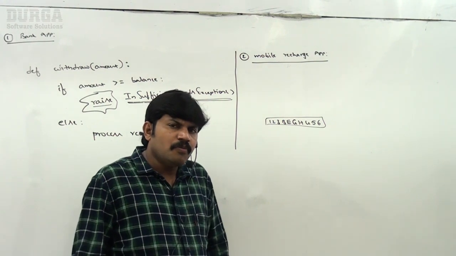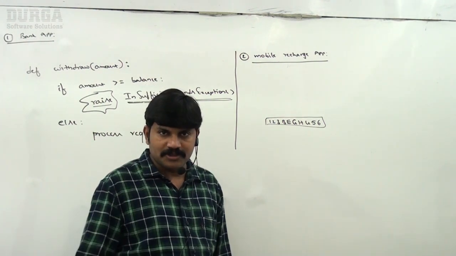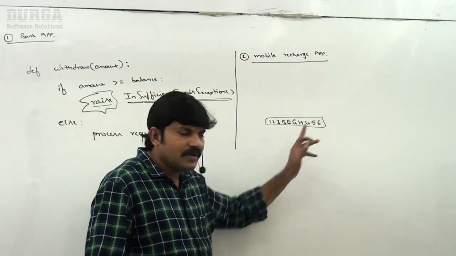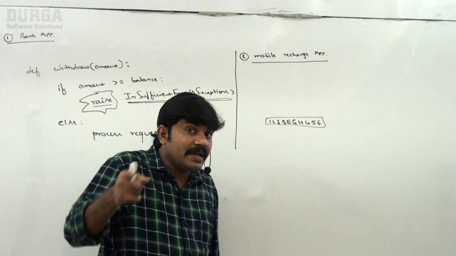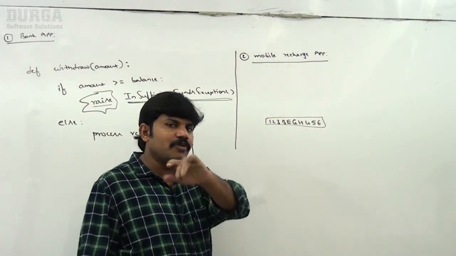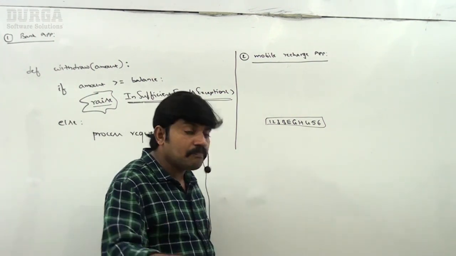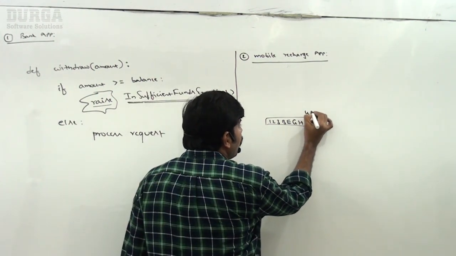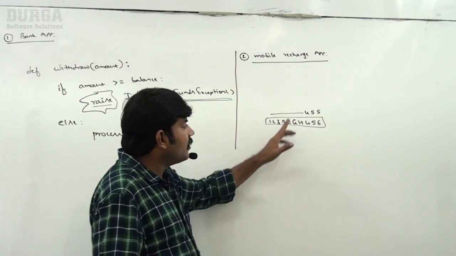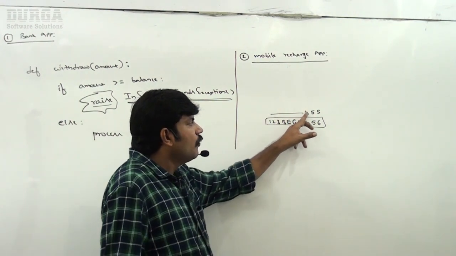Sir, what happened? Most of the people do this: I paid 100 rupees, I got this scratch card, I scratched it, this is the number I got, and I have to enter this number so my mobile is recharged. But most of the time, 456 is there, and compulsory 455 also should be there. So what I will do is try to enter 123 BEGH 455.